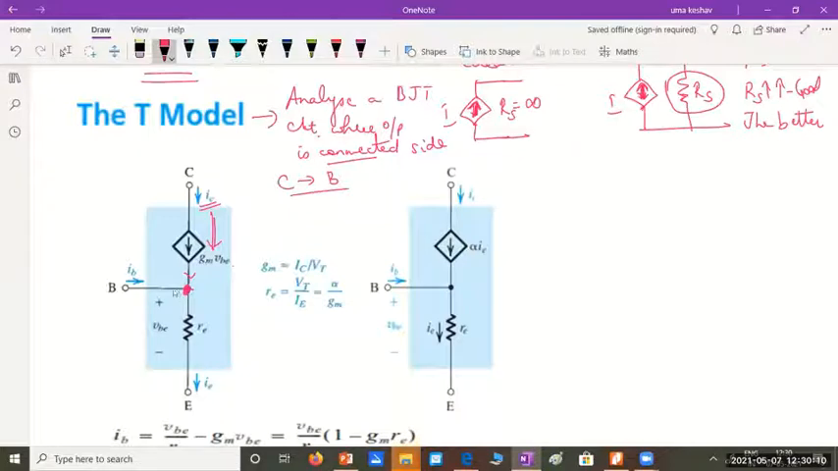Actually, rather than calling this the base itself, very often we'll call this B dash, or the virtual base. Between the actual base and virtual base, there is a small resistance RBB dash. If we want, we can connect a small resistance RBB dash between virtual and actual base. But usually, since this is very small, we neglect it. So let me consider the value of collector current IC is given as GM into VBE.